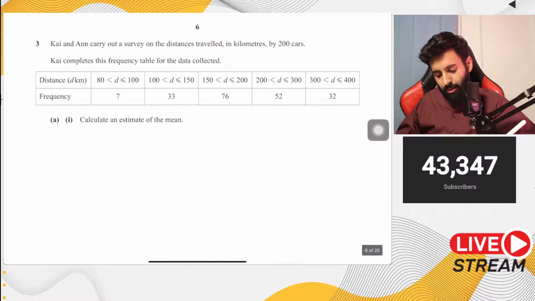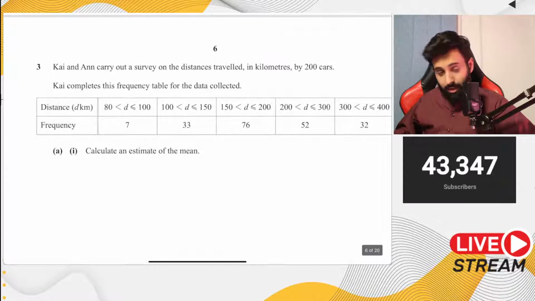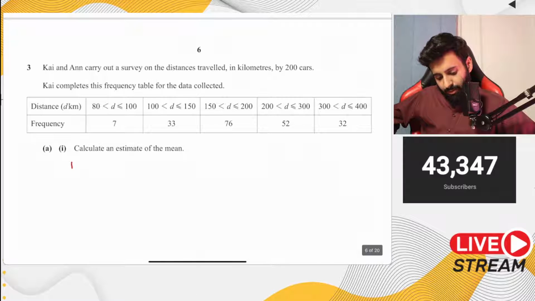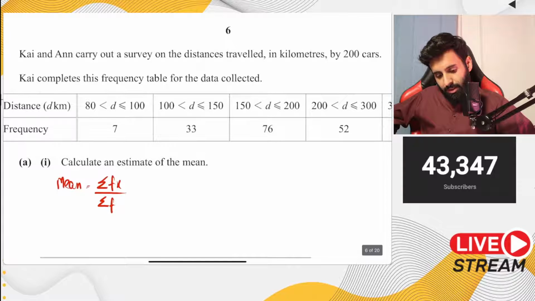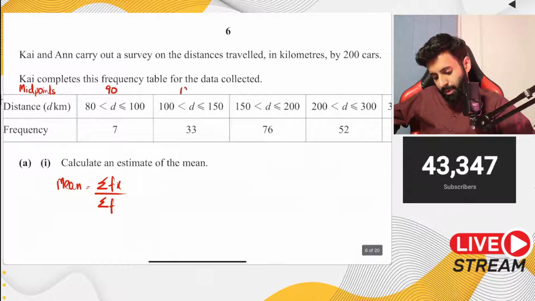So what do you do when you have data which is continuous? When you have data which is in range form, in order to calculate the mean, let's write down the formula. In that case, you do summation fx over summation f. But the thing is, x is basically the midpoint. So what I'm going to do over here is I'll work out the midpoints of all these intervals. So 80 and 100, the midpoint will be 90. 100 and 150, the midpoint will be 125.